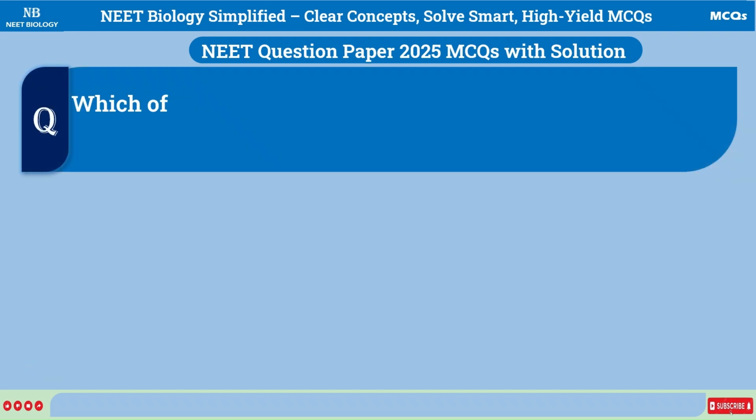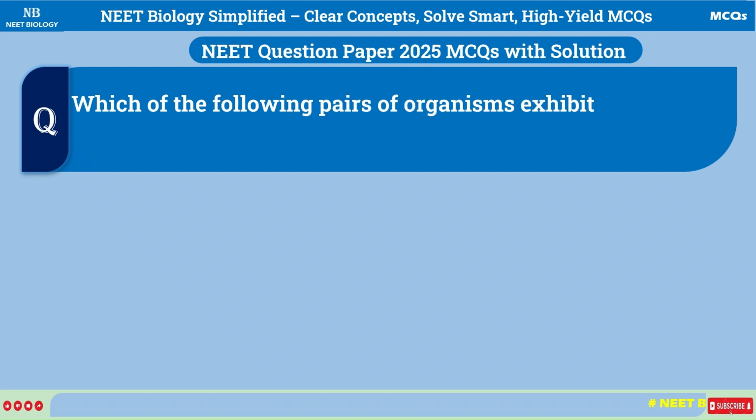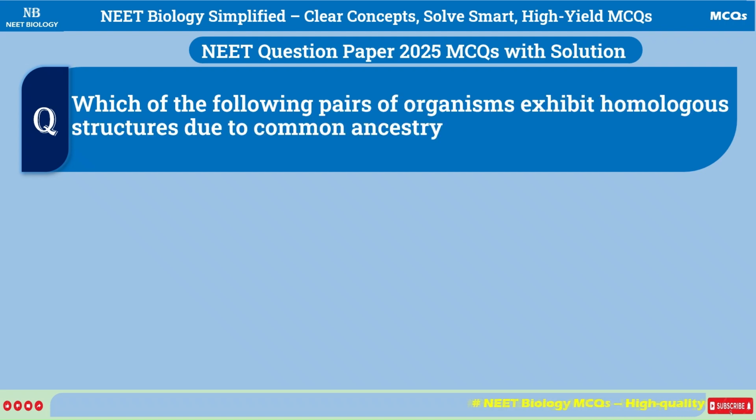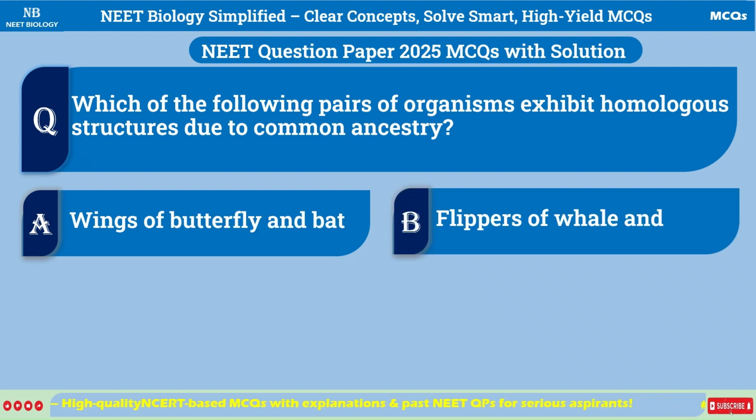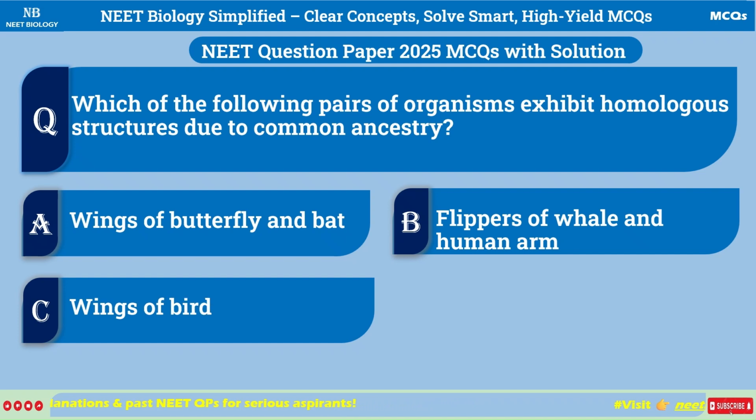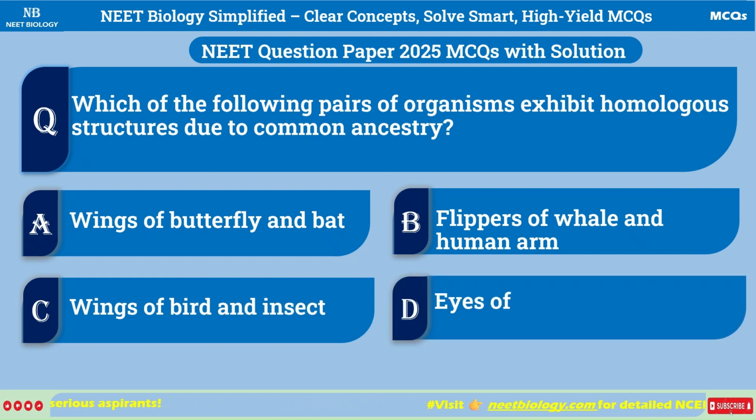Which of the following pairs of organisms exhibit homologous structures due to common ancestry? A. Wings of butterfly and bat. B. Flippers of whale and human arm. C. Wings of bird and insect. D. Eyes of octopus and human.